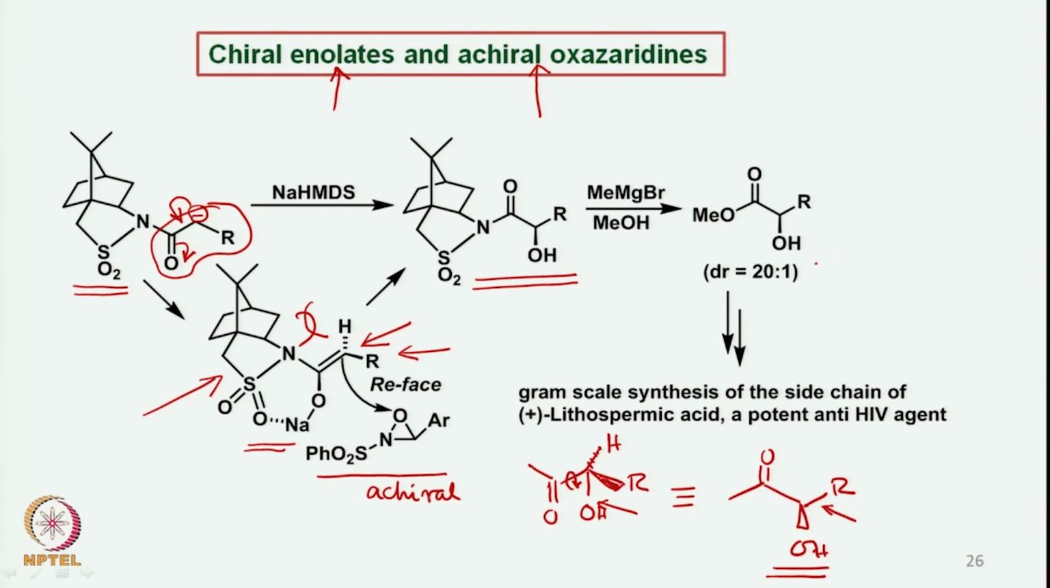And as you can see, the hydroxy group that has been introduced has a chiral center at this stage, and if we hydrolyze this, then we can get the corresponding alpha-hydroxy ester. The diastereomeric ratio shown is for this molecule, and you can see that it is 20:1. So only a very small amount of the other enantiomer will form during this process.